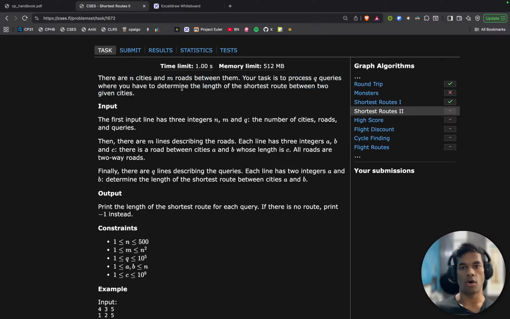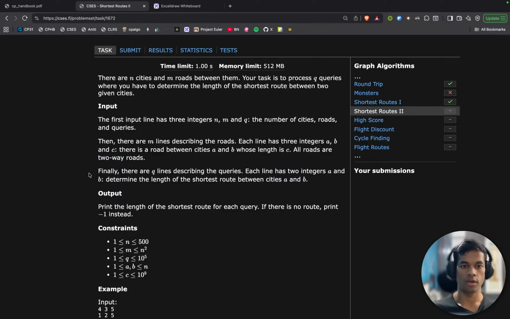This is not directed because these are roads. Your task is to process q queries where you have to determine the length of the shortest route between two given cities. Input: the first input line has three integers n, m, and q, the number of cities, roads, and queries. Then there are m lines describing the roads. Each line has three integers a, b, and c: there is a road between a and b whose length is c. All roads are two-way roads.